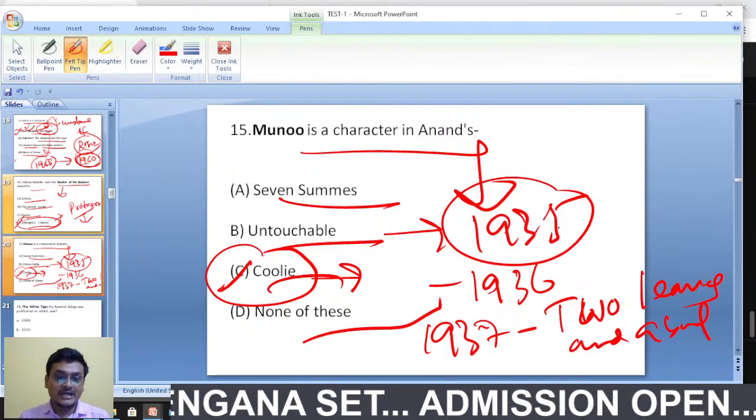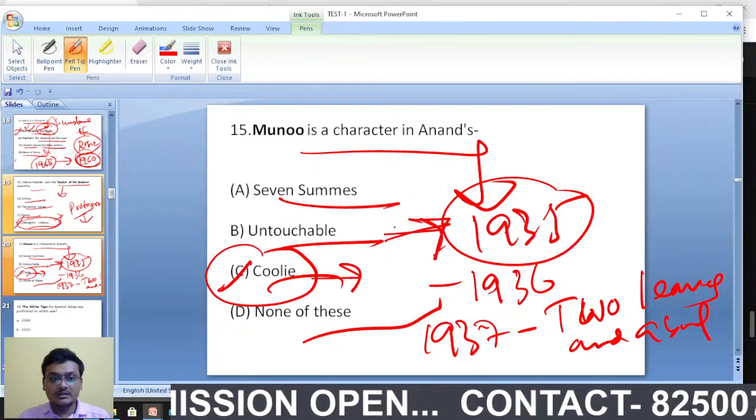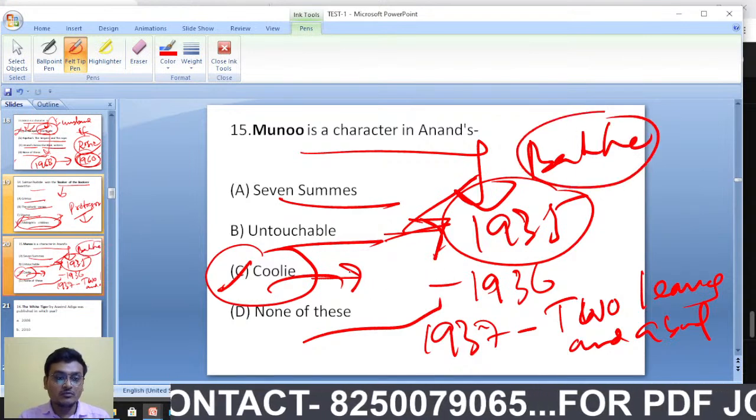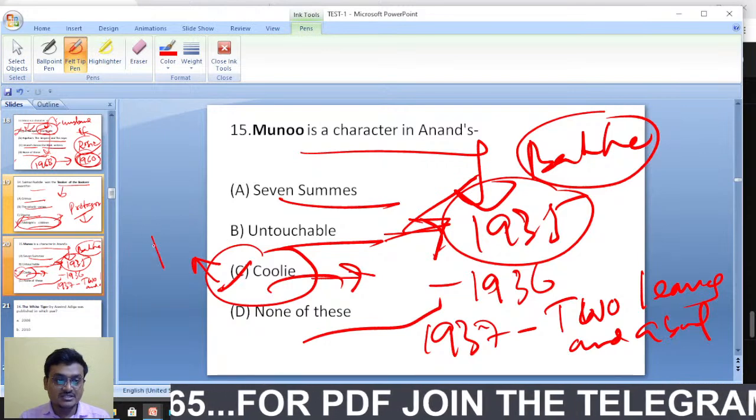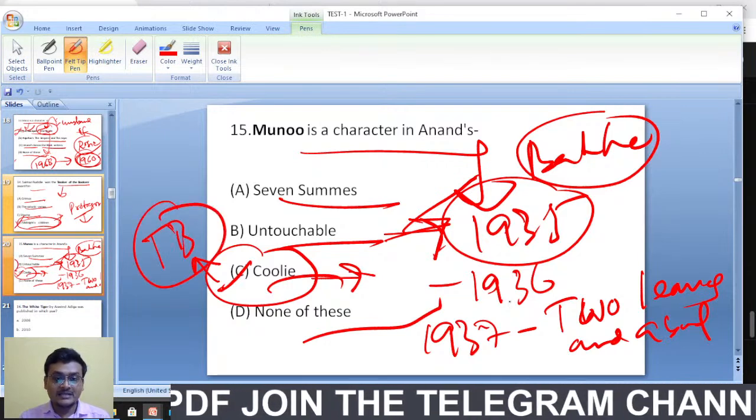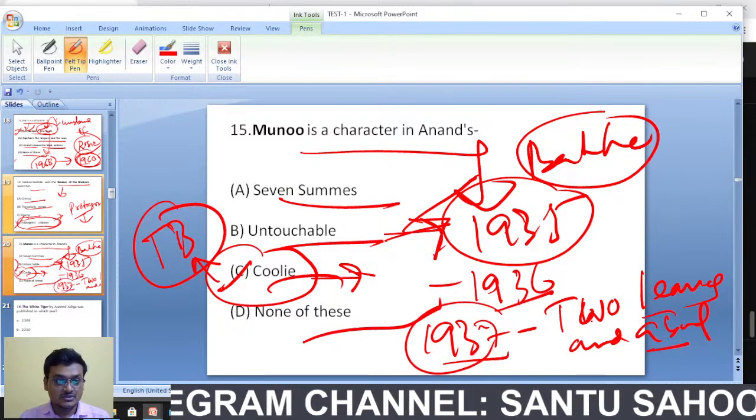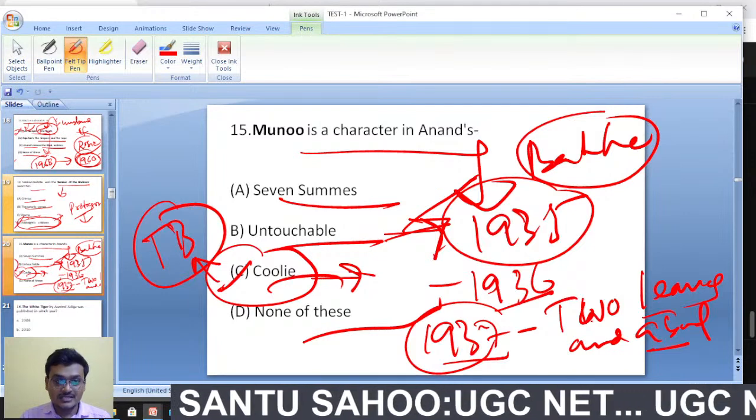B-U-D, Bud. So in 1935 Untouchable was published. That was about the life of Bakha. Then you have Coolie, where Munoo dies due to tuberculosis, T.B., in 1936, and in 1937 Two Leaves and a Bud. So these are the chronological works of Mulk Raj Anand.